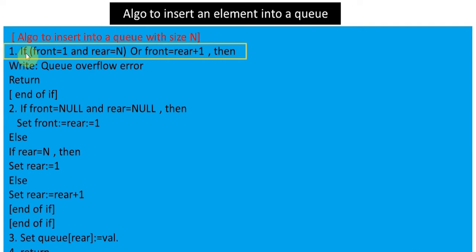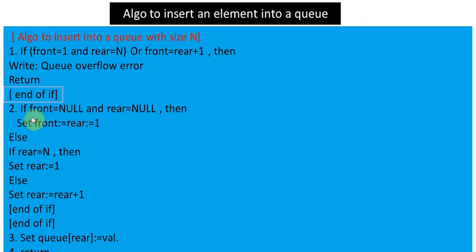The first check I will make, because I am going to insert, is whether there is a place left in the queue or not, whether any element can be inserted or not. As I explained in the previous lecture, if front is equal to 1 and rear is equal to n, or front is equal to rear plus 1, then I will print the message queue overflow error, and return the control back to the calling algorithm. This is the end of it.